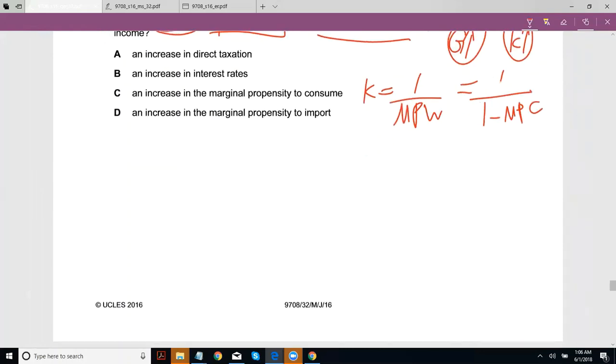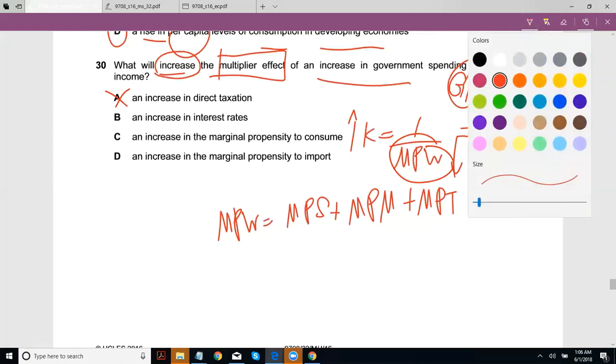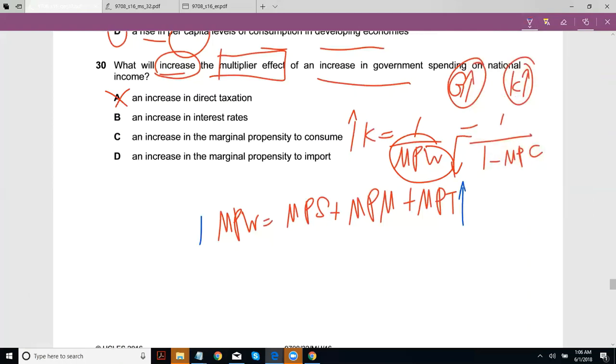Now let's look at your marginal propensity to withdraw. That is your marginal propensity to save plus your marginal propensity to import plus your marginal propensity to tax. You want this to be as low as possible so that the multiplier can be as large as possible. That is what we're looking at. So if you increase direct taxes, you increase MPT and you increase MPW, which is not what you want. You want to decrease MPW.